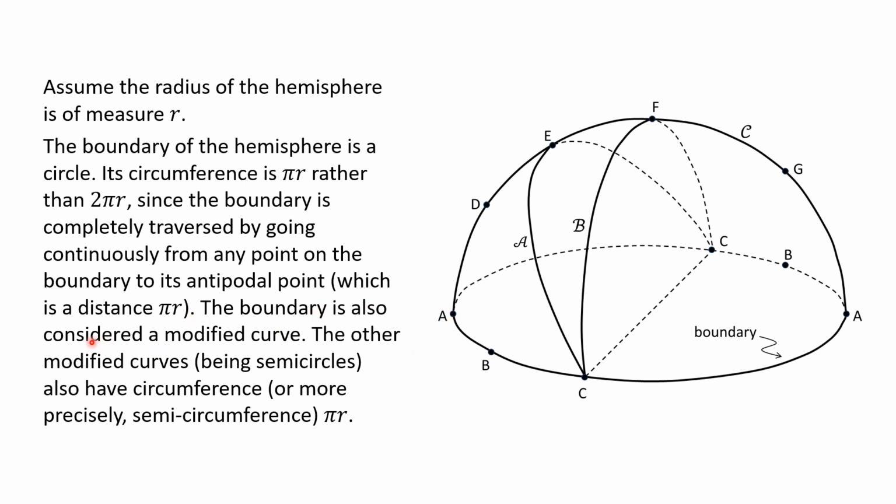The boundary is also considered a modified curve. The other modified curves, being semicircles, have circumference, or more precisely semi-circumference, pi r. So these have pi r. This little modification we made, equating antipodal points, makes it such that all the straight lines have the same circumference, the same length, pi r.